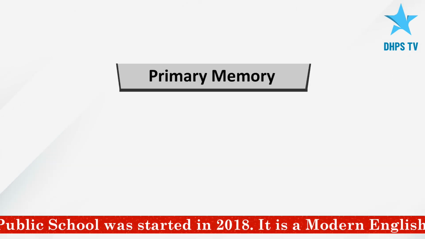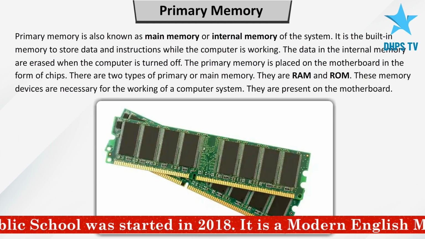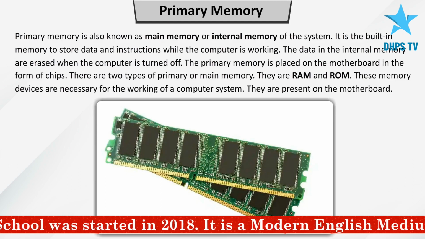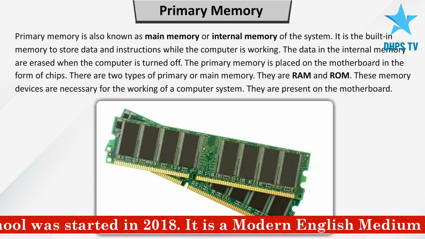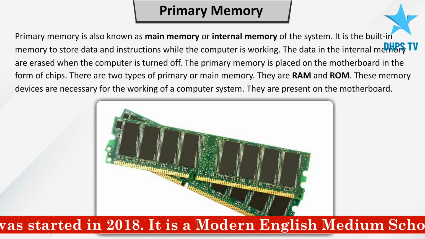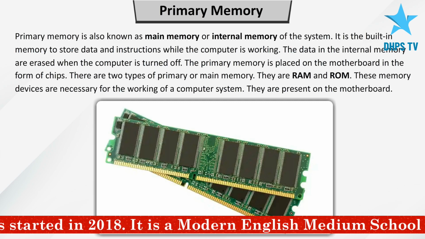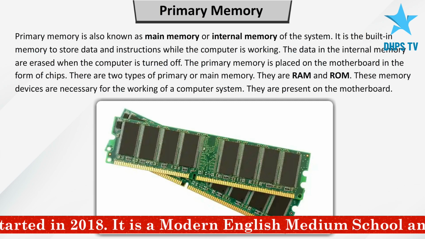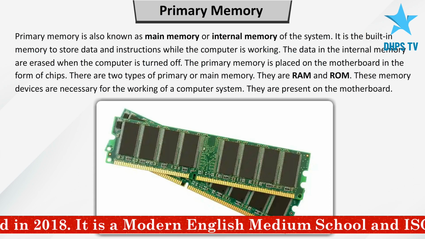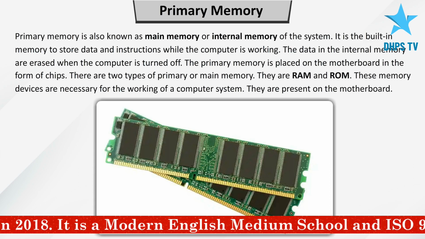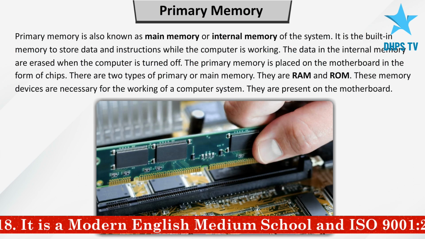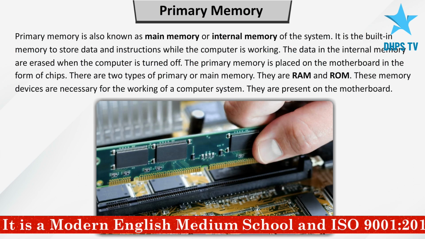Primary memory. Primary memory is also known as main memory or internal memory of the system. It is the built-in memory to store data and instructions while the computer is working. The data in internal memory are erased when the computer is turned off. The primary memory is placed on the motherboard in the form of chips.